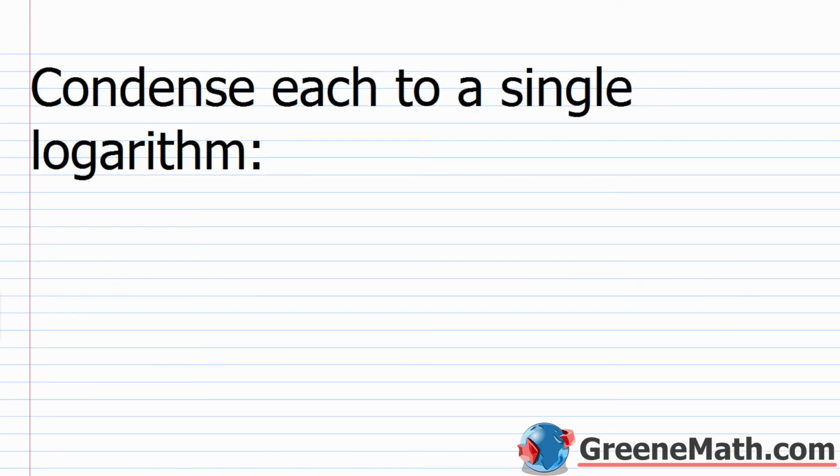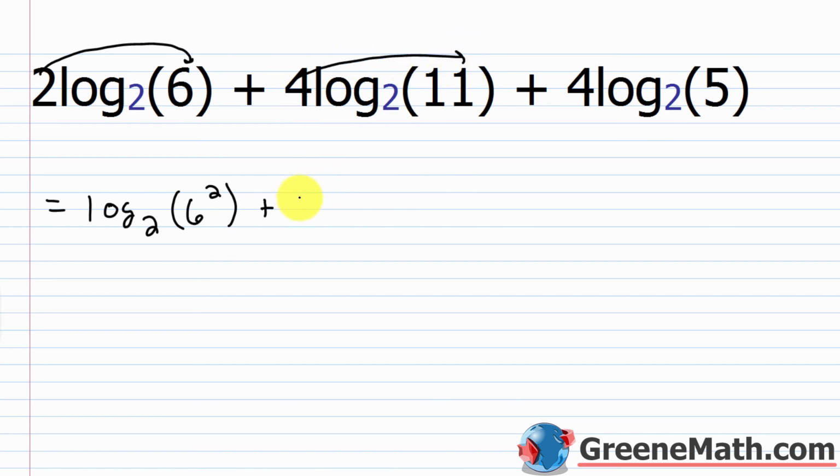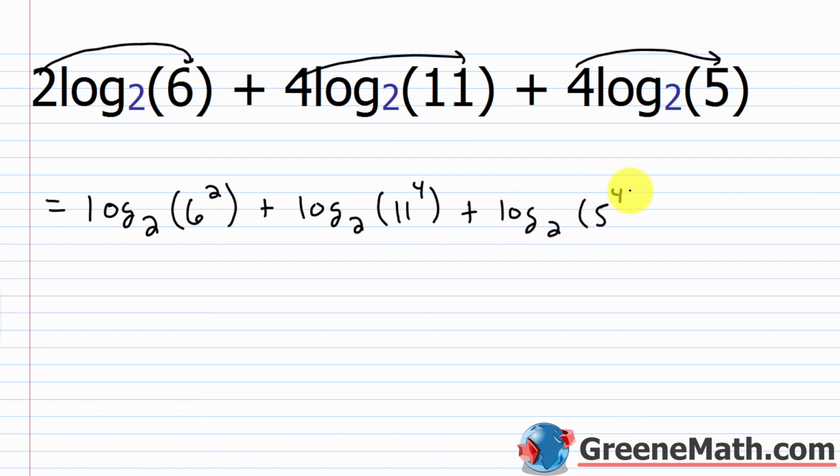All right, so now we want to condense each to a single logarithm. So we have 2 times log base 2 of 6 plus 4 times log base 2 of 11 plus 4 times log base 2 of 5. So we're kind of undoing these properties we just used to expand things. So the first thing is I know that if I have 2 times log base 2 of 6, I could write this as log base 2 of 6 squared, right? Then plus, if I have the 4 out in front, I could write it as log base 2 of 11 to the 4th power. And then plus log base 2 of 5 to the 4th power.